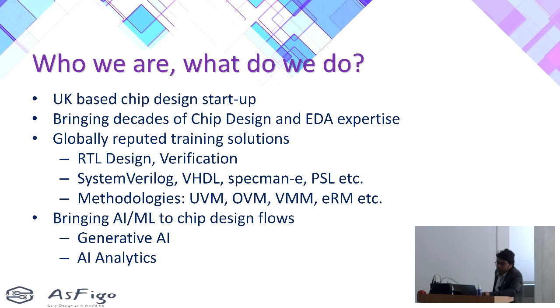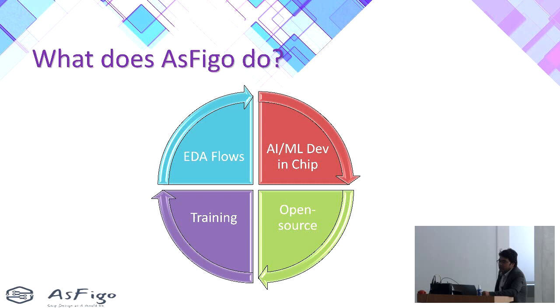I have a small brief introduction here on our flow. What we are designing here is generative AI and AI analytics. I'll go through that more in the next slides. So what does Asfigo do? Asfigo automates the EDA automations, and it also does some training contributions and a lot of contribution to open source, where you can mature the tool, and you can also develop your own checker IP, where we are doing the plugin. We are working on that, and we have EDA flows too.